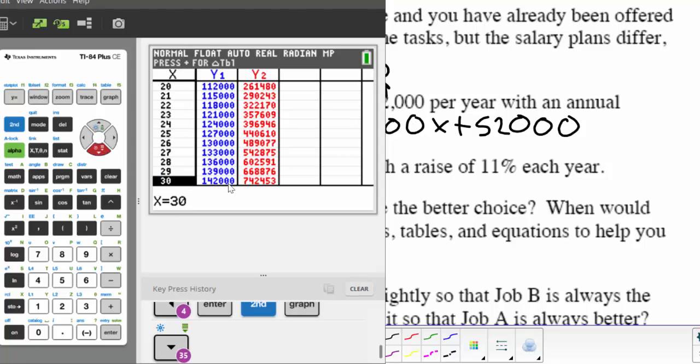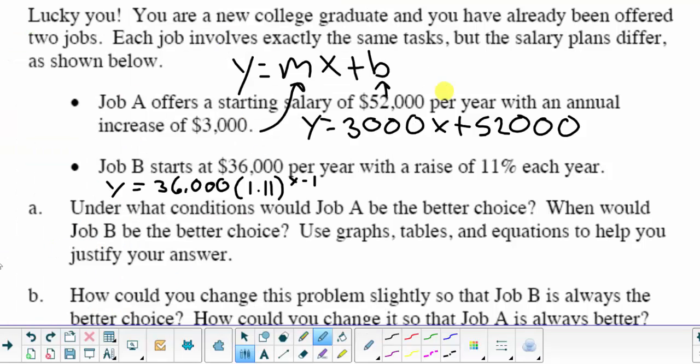After 30 years, job A would be paying $142,000. After 30 years, job B would be paying $742,000. So hopefully you see job B is a much better option. All right, so we should be able to solve systems that aren't linear, using the calculator or by hand. It's kind of up to you guys. So let's flip back here. Let's look at a linear system.